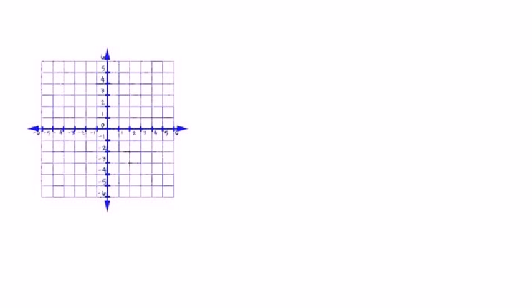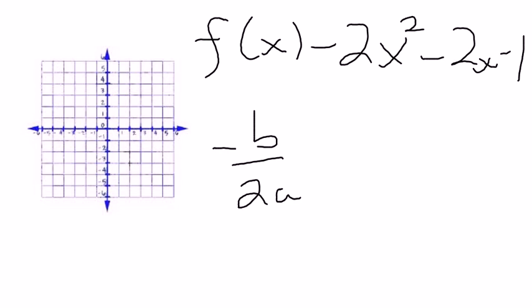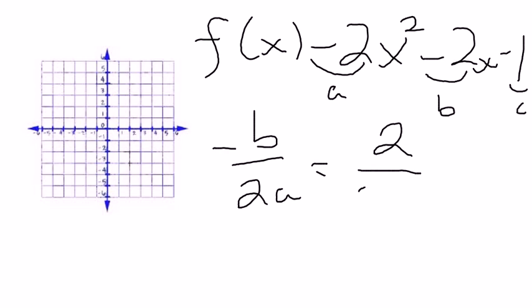For number 6 on day 5, we graph f of x. You can substitute y essentially equals negative 2x squared minus 2x minus 1. Okay, so label the axes of symmetry and the vertex. So again, we need negative b over 2a, right? So this negative 2 is a, and this negative 2 is b, and this is c. So negative b over 2a is negative negative 2, which is positive 2. And then a is negative 2, so it's 2 times negative 2.